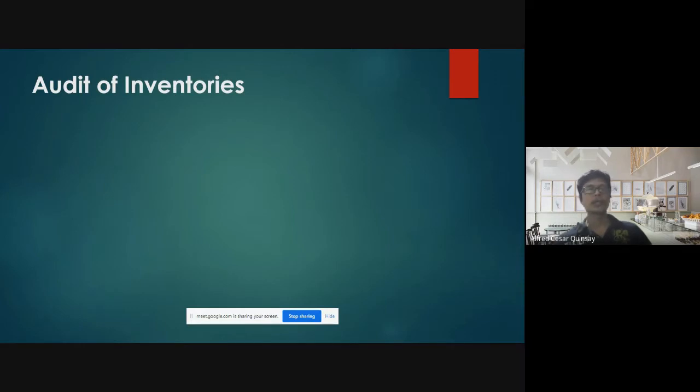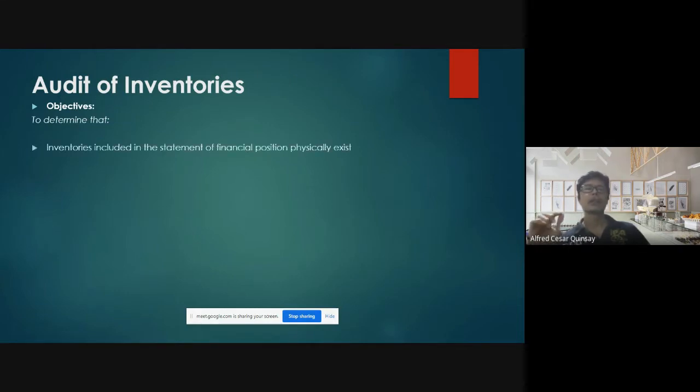So, one of the objectives of Audit of Inventories is to determine that inventories included in the statement of financial position physically exist. Kumbaga, naandun talaga siya, hindi lang basta sinasabi na parang bogus. It really exists, hindi lang sa records.